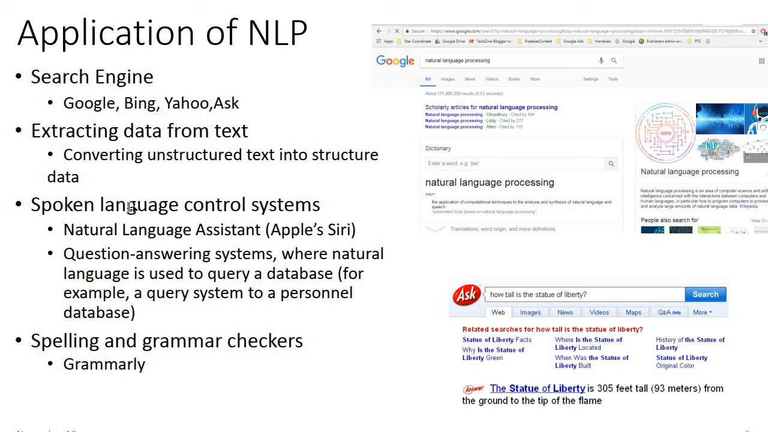And then you can use it as a spoken language control system. For example, a natural language assistant, which is what we have in the Apple phone, Siri. Question answering system, where natural language is used to query a database, for example, a query system to a personal database. Spelling and grammar checkers, for example the Grammarly application for those who use it. It is part of NLP, how it can detect spelling and how it can detect grammar errors in your text.